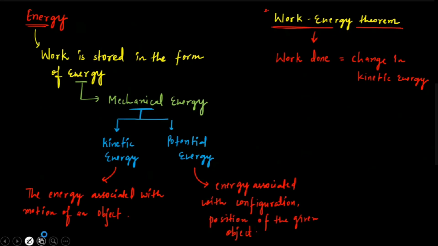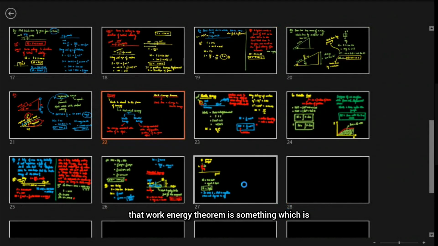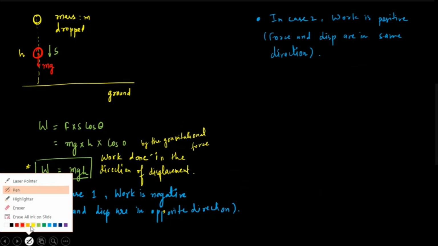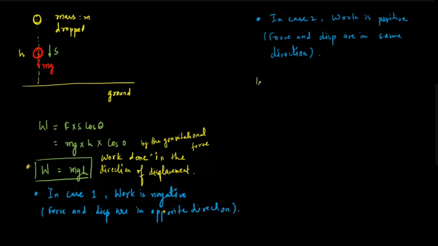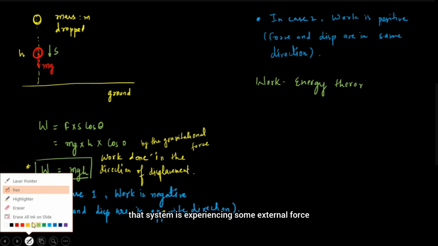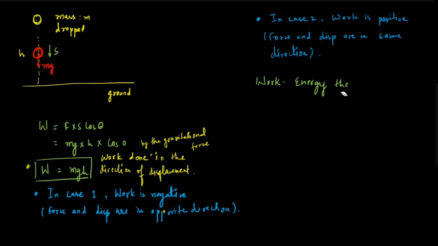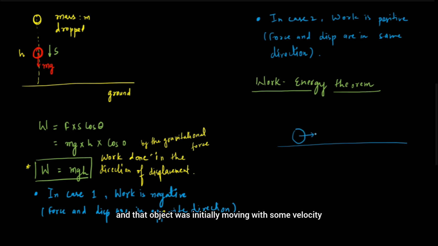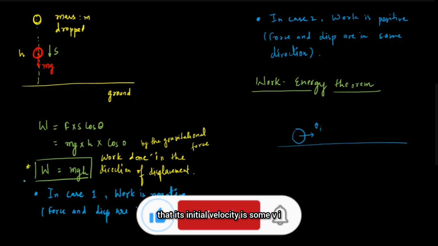If you remember, I let you know that the work-energy theorem is something which helps us to calculate any change in kinetic energy of any system if that system is experiencing some external force. So today we are going to learn how this work-energy theorem is derived. It's a very basic thing. First of all, we need to understand what exactly is happening here. Suppose there was an object and that object was initially moving with some velocity. So I can assume that its initial velocity is some vi.